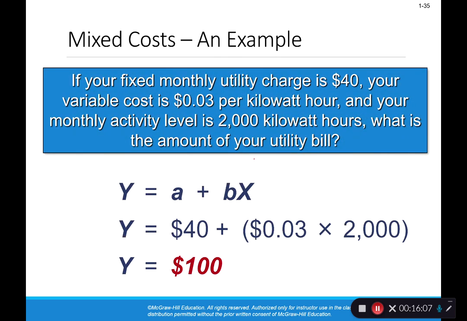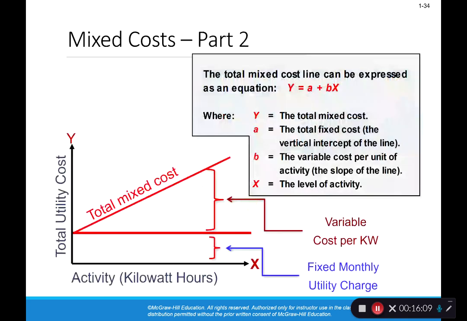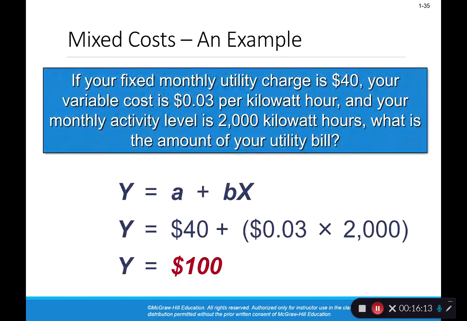So we have our mixed cost, y equals, I'm going to again change it, y equals f plus vx to keep in the order that the textbook presents it. And it says we have a utility bill and the monthly charge is 40, and then we pay on top of that 3 cents a kilowatt hour. And we want to know what our utility bill would be if we use 2,000 kilowatt hours.